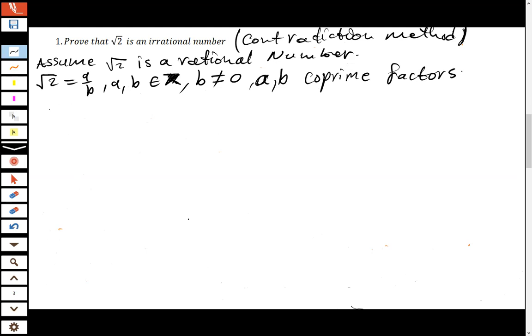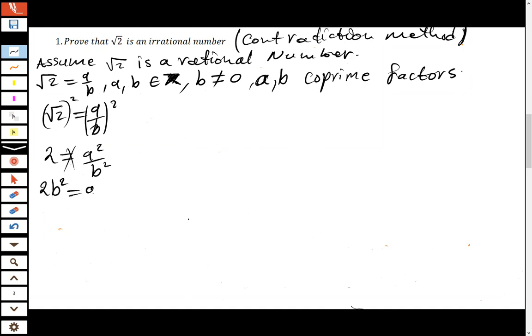Okay, so let's start. We have the root of 2 is equal to a over b. From there we can square both sides to get rid of the square root. When we square this side, we get 2. When we square the other side, we get a squared over b squared. From there, we can cross multiply, and we're going to have 2b squared is equal to a squared.